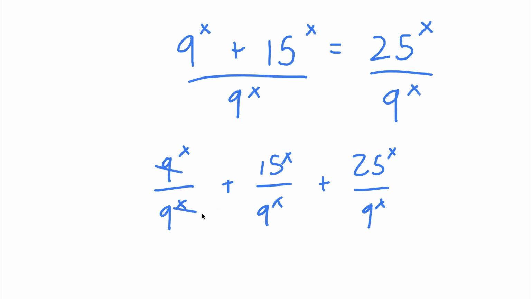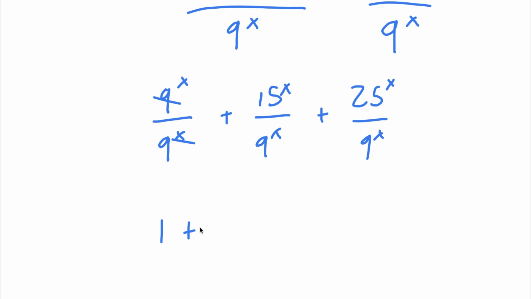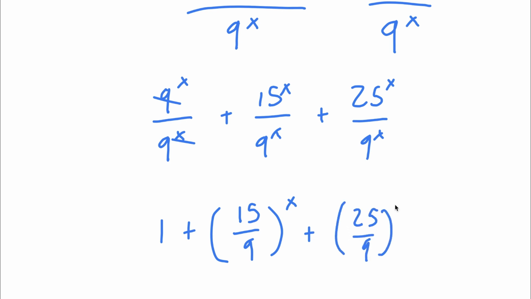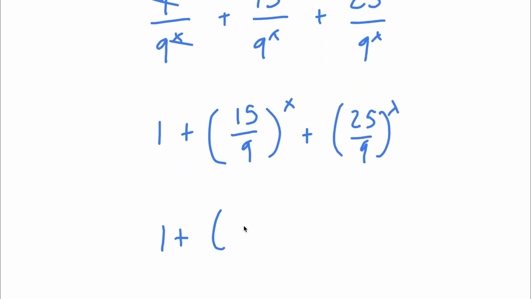Now these two are going to cancel out, 9 to the power of x, 9 to the power of x. So I'm going to have 1 plus 15 over 9 to the power of x plus 25 over 9 to the power of x. Now 15 over 9 simplifies to 5 over 3. And 25 is the same thing as 5 squared, and 9 is the same thing as 3 squared.